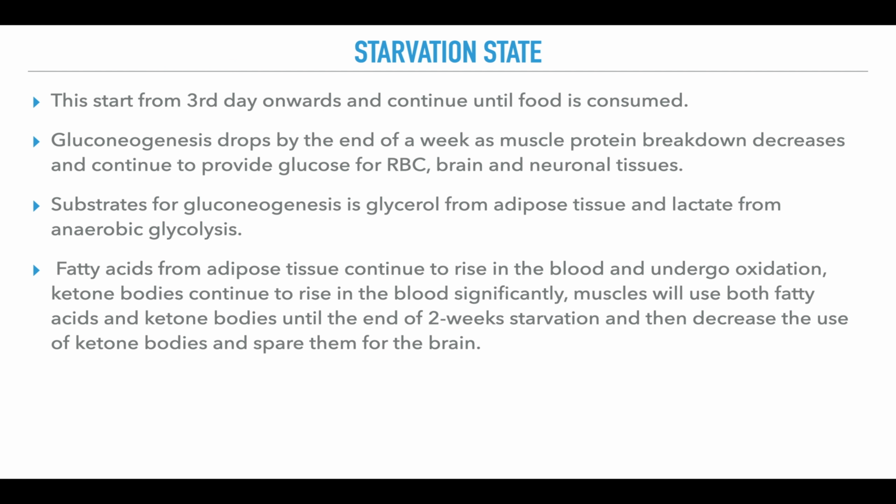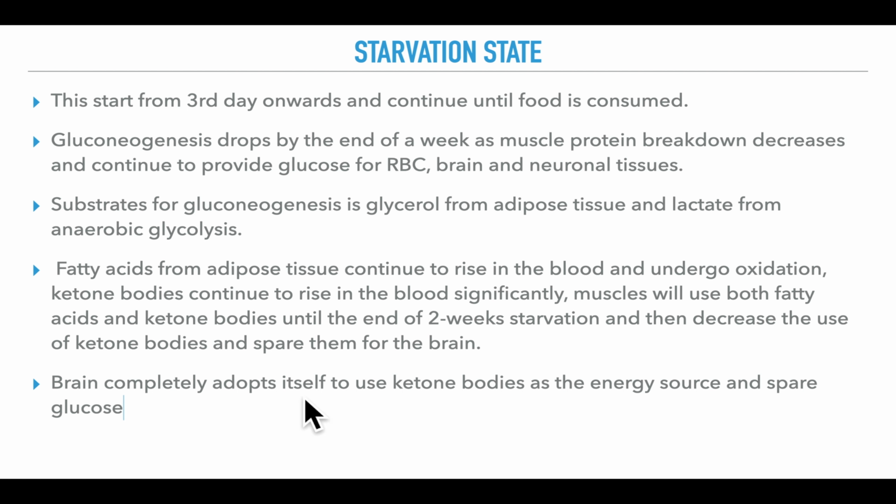Ketone bodies continue to rise in the blood significantly, and muscles will use both fatty acids and ketone bodies until the end of 2 weeks of starvation, and then decrease the use of ketone bodies and spare them for the brain. Now, the brain completely adapts itself to use ketone bodies as the energy source and spares glucose for the red blood cell. So, these are the metabolic adaptations that are going on in our body under the post-absorptive condition, fasting state, prolonged fasting state and starvation.